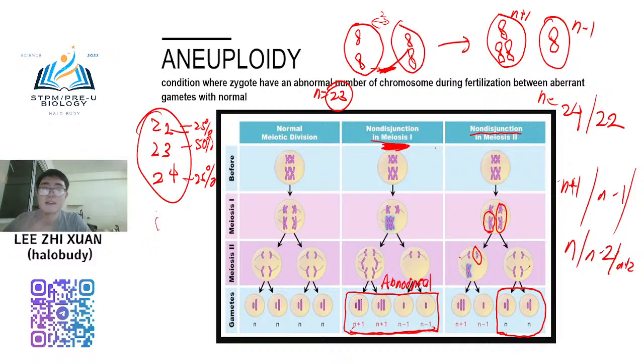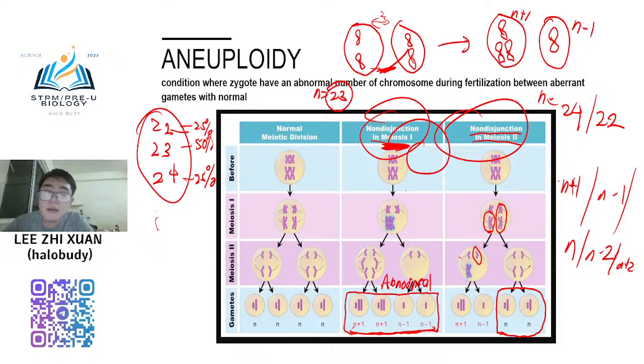So this is the non-disjunction in meiosis 2. But in meiosis 1, totally no normal at all. No normal one. Meiosis 2 ada normal lagi. Okay, so this is the concept you need to know about the non-disjunction that occurs in meiosis 1 and meiosis 2.